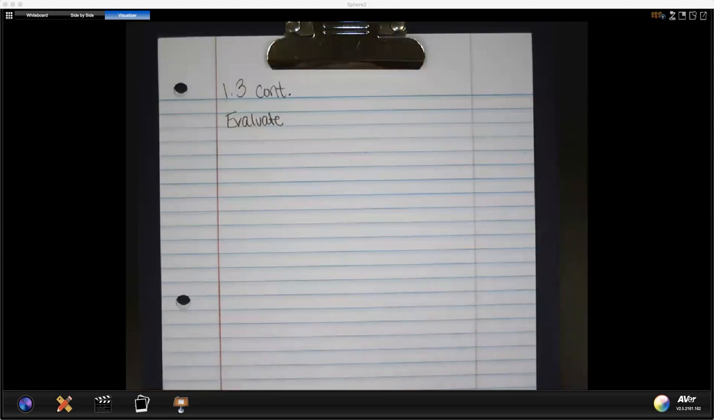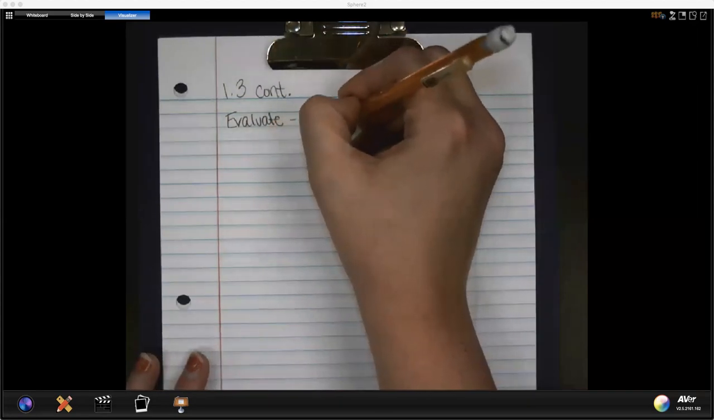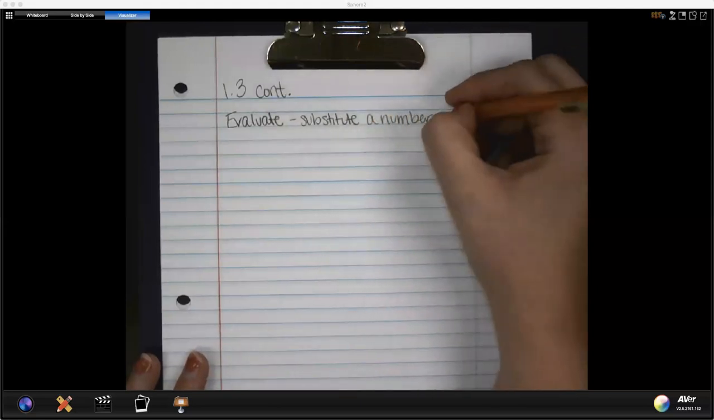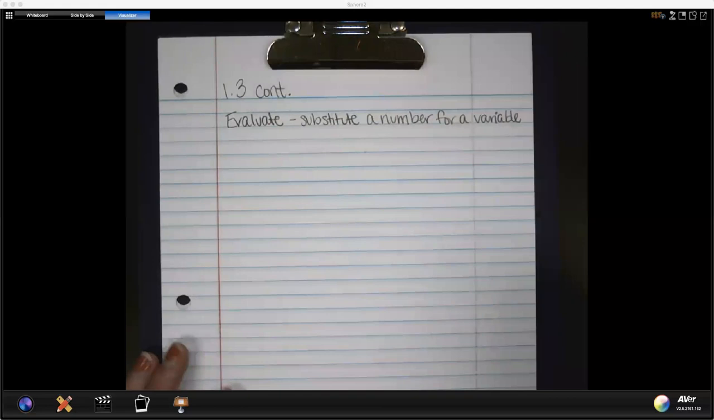Okay, evaluate. So evaluate means to substitute a number for a variable. Substitute a number for a variable. So substitute and evaluate really just mean the same thing. Evaluate's just a fancier version of substitute. You will see it quite often in your assignments and as you go on through your high school courses in math.